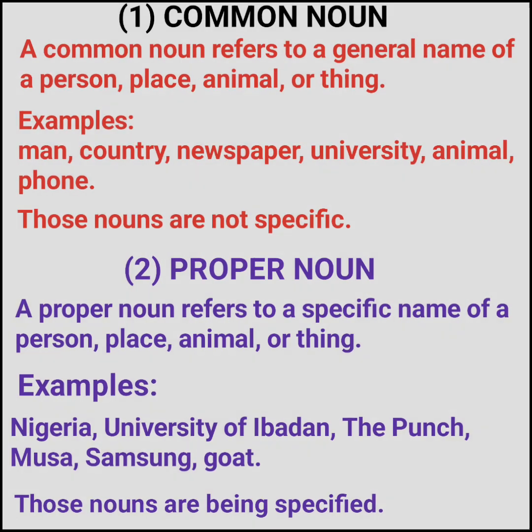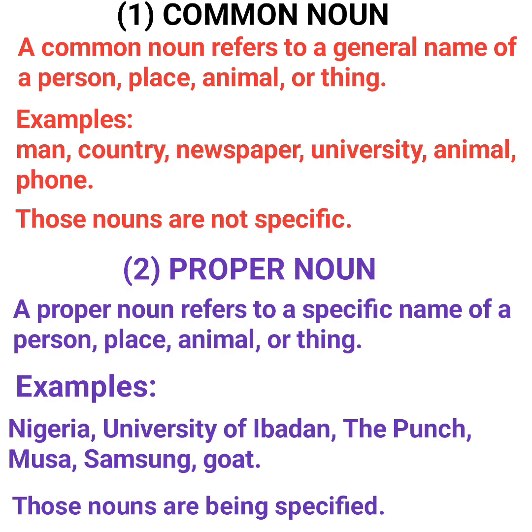The first type of noun is a common noun. A common noun refers to a general name of a person, place, animal, or thing. For instance, man, country, newspaper, university, animal, phone. All these examples are examples of common nouns. Why? Because they are not specific, they are general names.